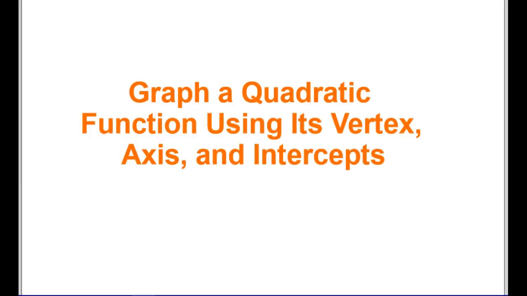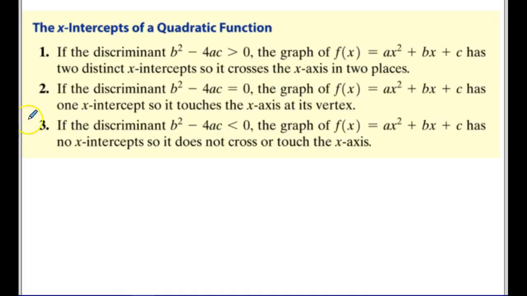So now that we've found the axis of symmetry and the vertex, we're going to go ahead and graph our quadratics. The other thing we're really going to be looking at is our x-intercepts here. So x-intercepts are where my graph crosses the x-axis. And in order to find that, we can use the discriminant.